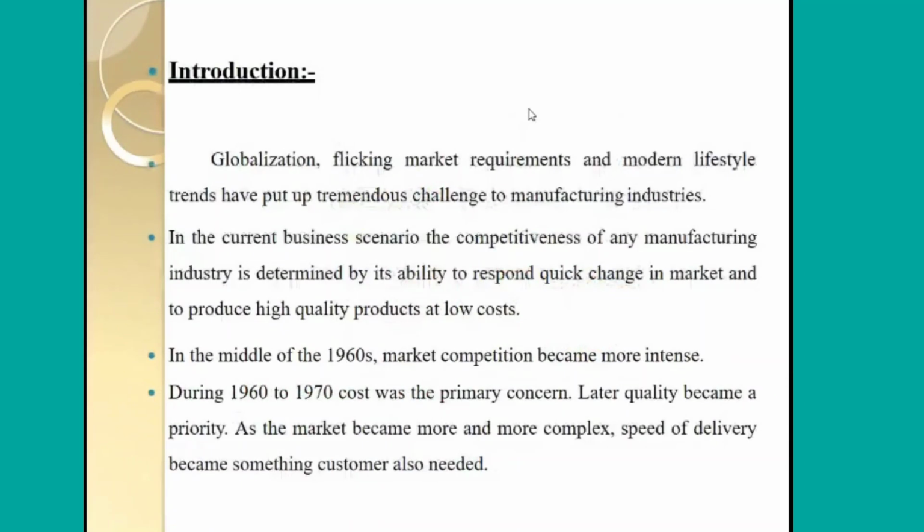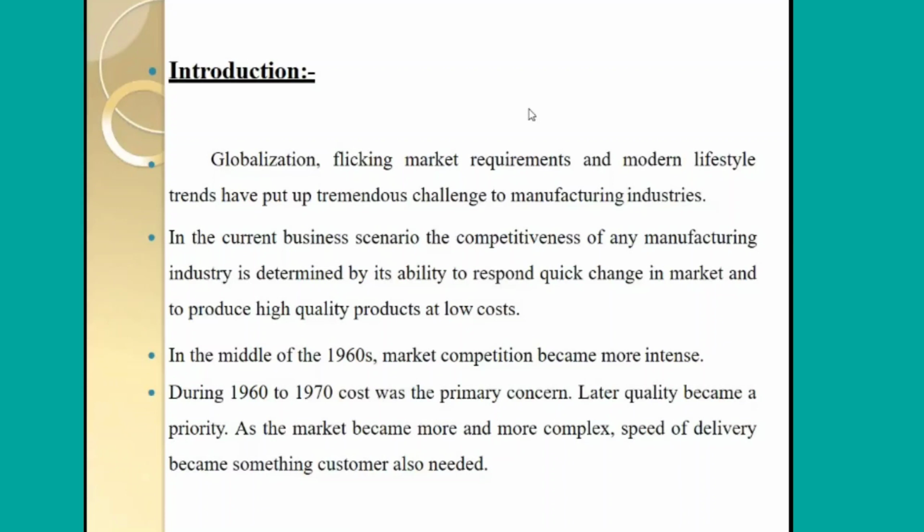In recent days, in the current business scenario, the competitiveness of any manufacturing industry is determined by its ability to respond quickly, because in the current market situation, business is very competitive. So we need to produce the product in high quality as well as low cost and within the time, and also satisfy the customer needs. In the 1960s, market competition became more intense. During the 1960s to 70s, it was the primary concern. We need to deliver the component very fast and also satisfy the customer needs, or else our product will be replaced by some other company's products.